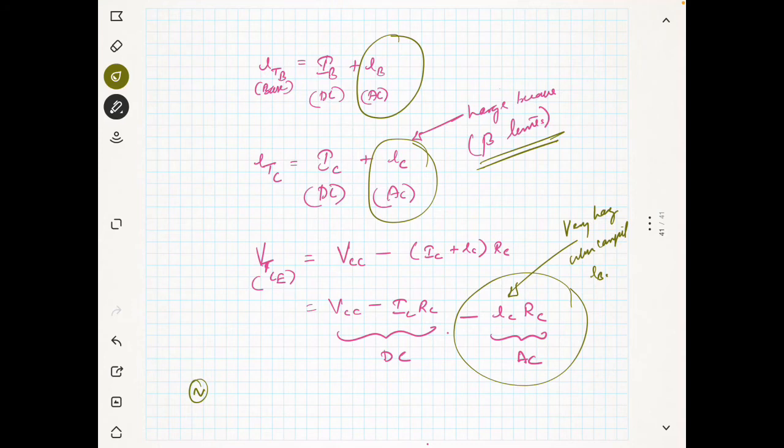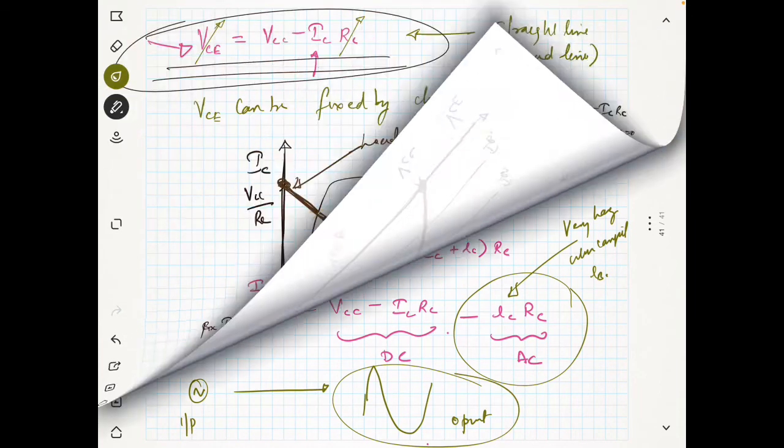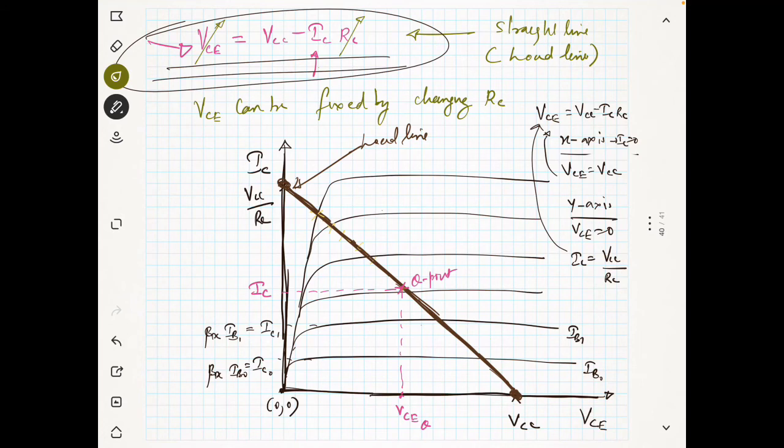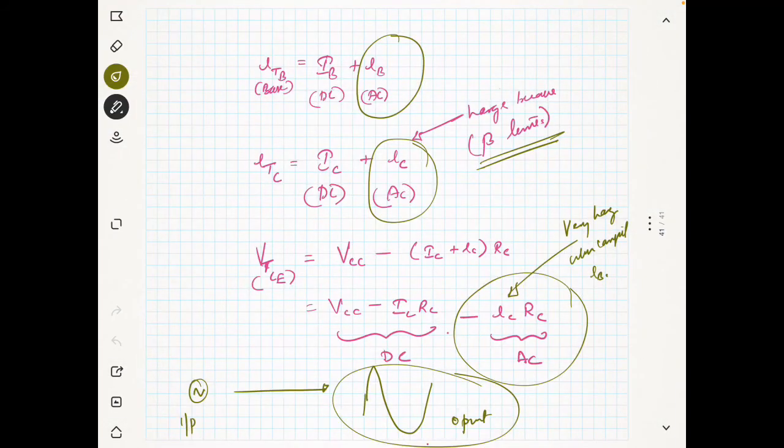So even if you are giving a small voltage at the input, it will be converted into a large voltage at the output. This is what is happening in the transistor. So basically you are getting a very large voltage at the output. Now we will see how we can visualize this, basically how it will look.